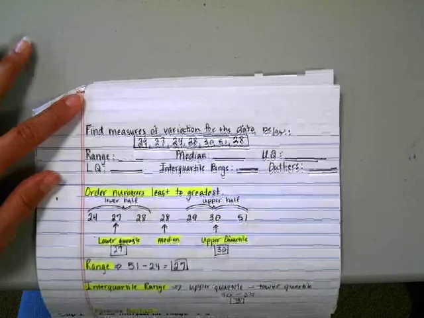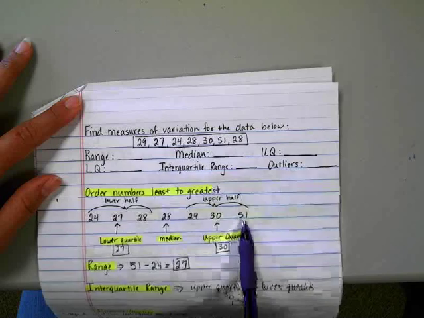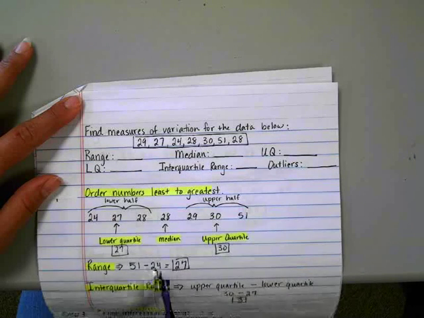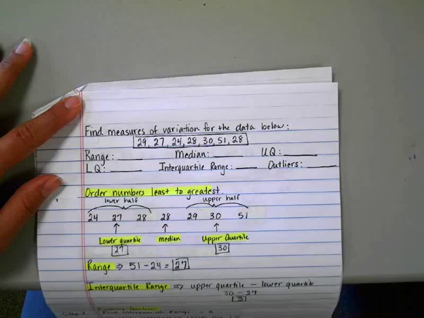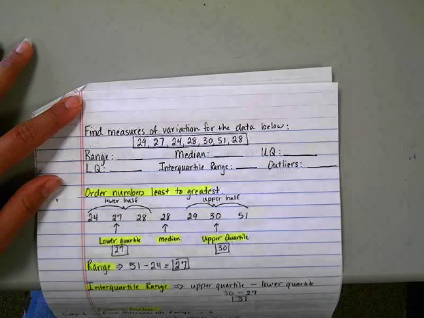Now we know how to find range because it was in our notes on the last video. Range is the largest number minus the smallest number. 51 minus 24 is 27, so the range of the data is 27. So we can go ahead and fill that in.